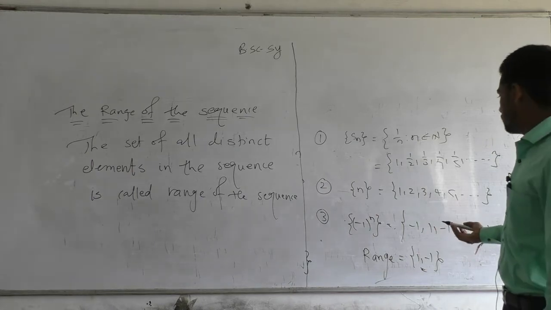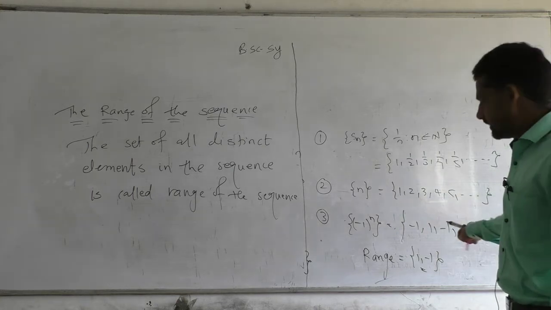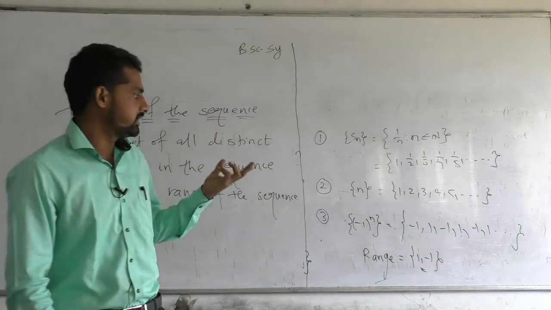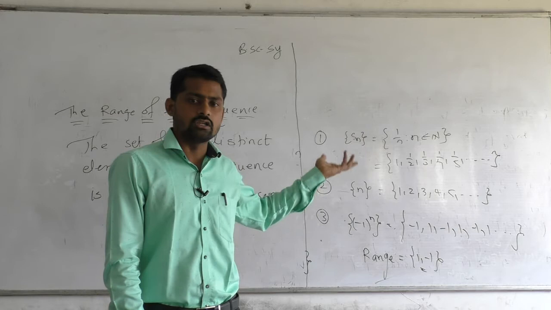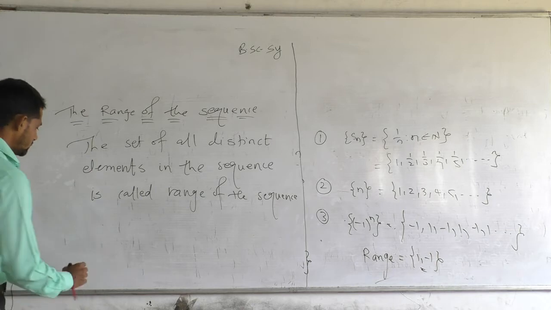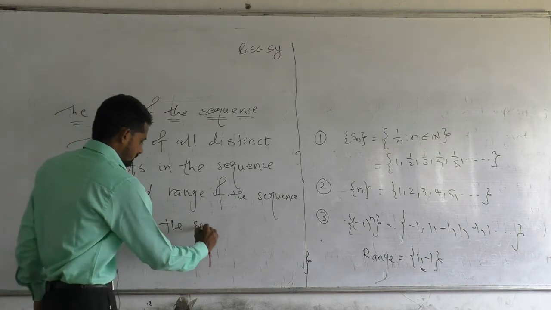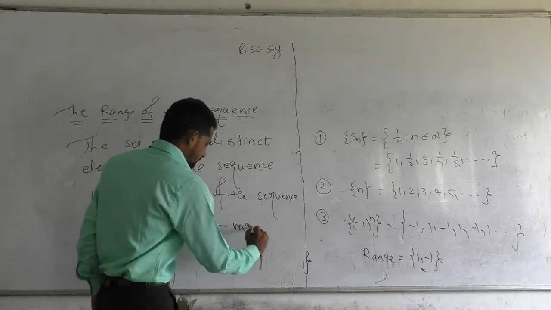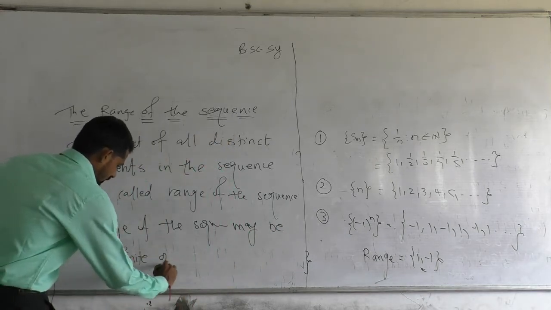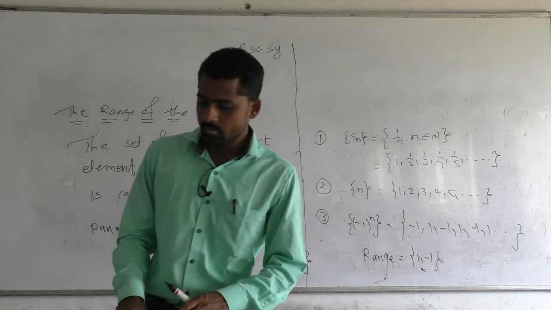The range of the sequence is what? The collection of all elements of the sequence which are distinct. Now, in sequence three, there are only 2 elements which are distinct, and these 2 elements are repeating in the sequence. Hence, the range of the sequence is this. So from this we can write that the range of a sequence may be finite or infinite.